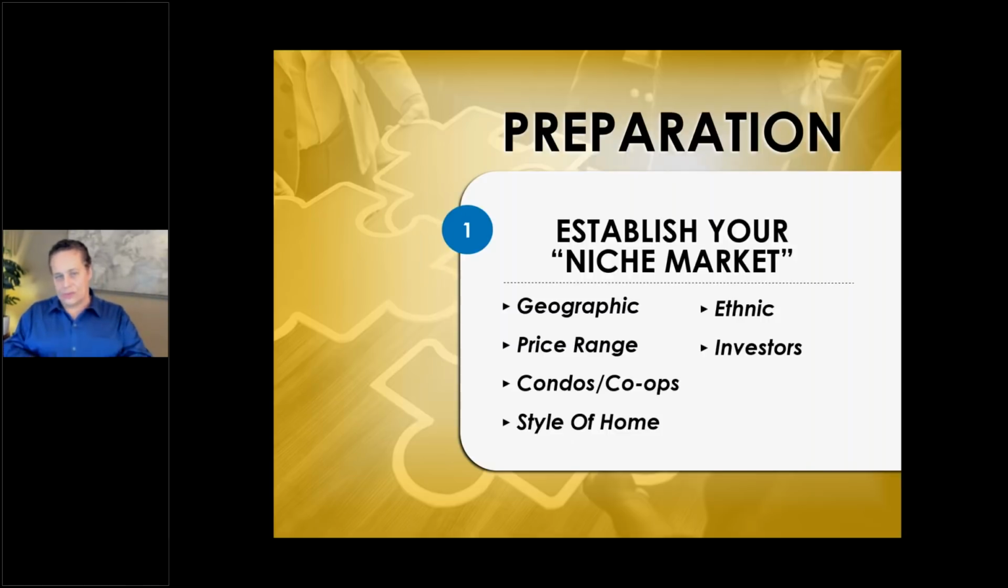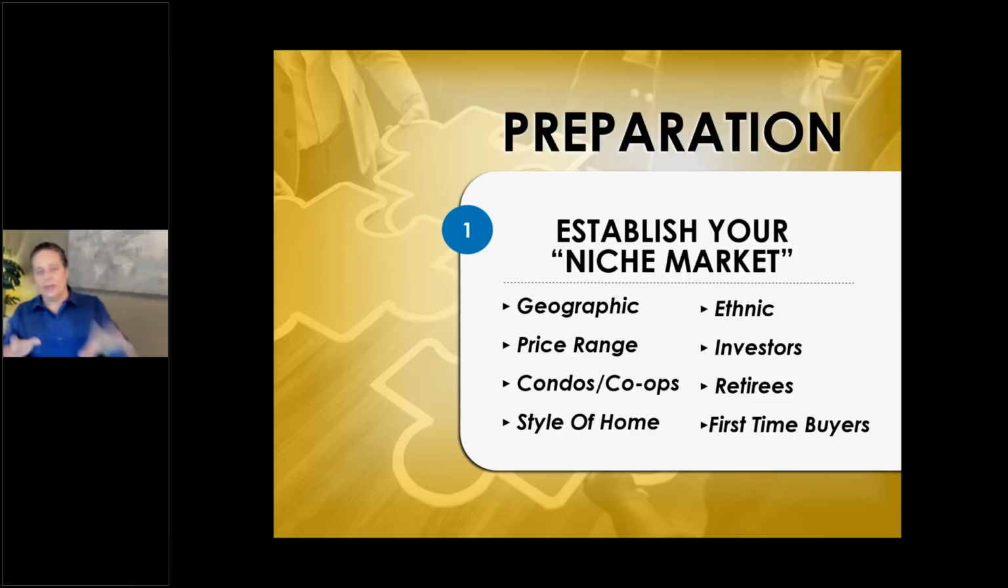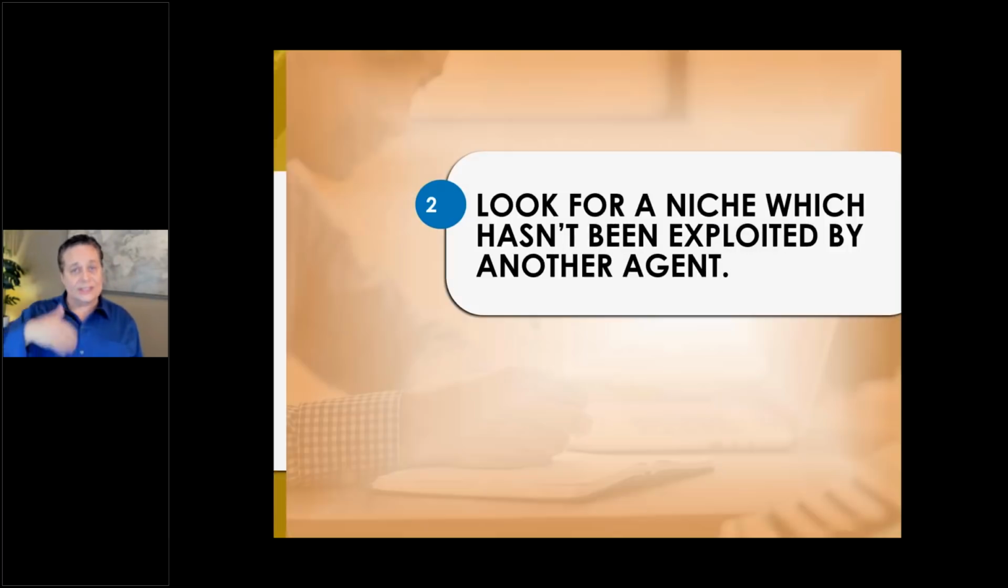Working with investors, they buy with logic, not with emotion. Different type of market. Retirees, and of course, first-time buyers. So again, geographic is the easiest. It is the most common, but there are others that you may want to consider. So you need to decide which market you want to go for.